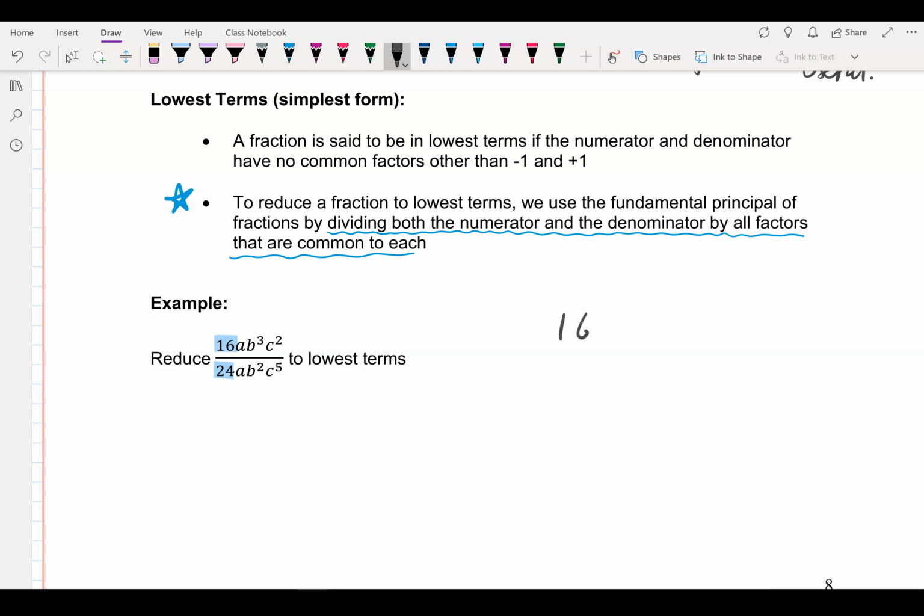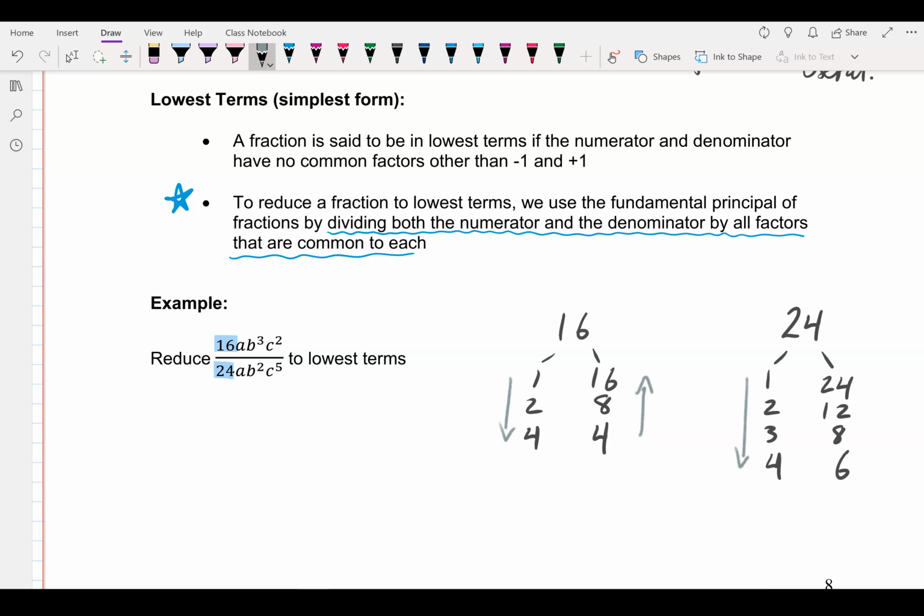What are the factors of 16 and 24? We've got 1 and 16, we've got 2 and 8, we've got 4 and 4. So my factors of 16 are 1, 2, 4, 8 and 16. If you do the same thing for 24, the factors of 24: 1 and 24, 2 and 12, 3 and 8, and 4 and 6. So these are all of our factors.